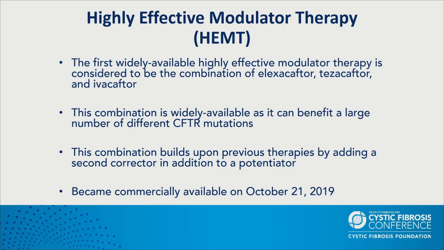So HEMT, or highly effective modulator therapy, the first widely available HEMT is considered to be the triple combination of elexacaftor, tezacaftor, and ivacaftor. And I'll be referring to it as a widely available HEMT for the purposes of this presentation. This combination is considered widely available as it benefits a very large number of different CFTR mutations. And this combination builds upon previous therapies that were available earlier, by adding a second corrector in addition to the potentiator. This widely available HEMT became commercially available on October 21st, 2019, which we used to frame our date range for the study.